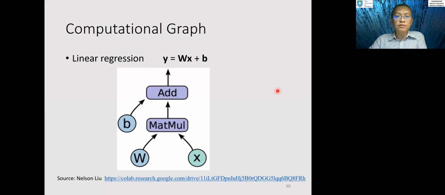So last week, you have studied some computational graphs. And this week, we are going to go into more depth about computational graphs. And you know that for linear regression, we can draw a computational graph like this, where we first multiply the weight with the input and then add it to the bias. So that is a graphic representation of linear regression.